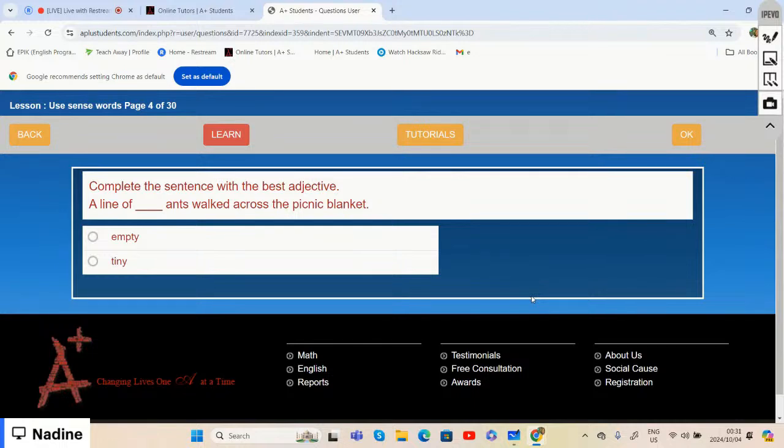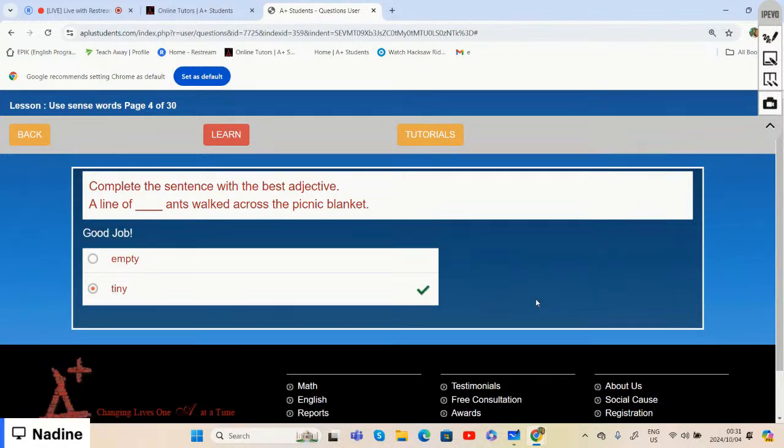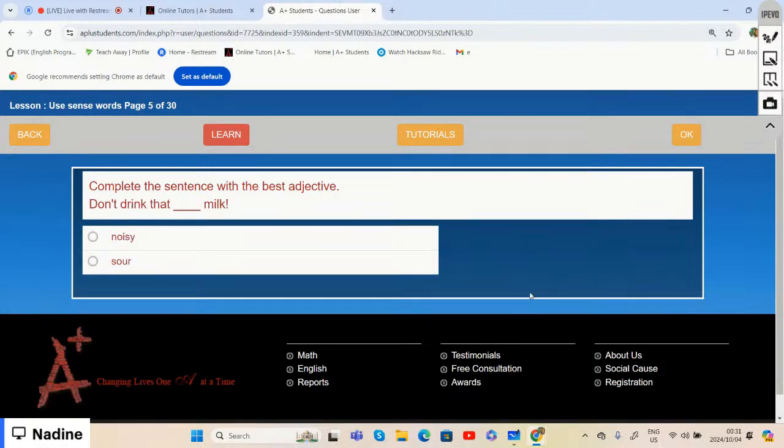And if we were to choose the correct option, we will say a line of tiny ants. Beautiful. Yes, well done. Tiny is correct. So a line of tiny ants walked across the picnic blanket. So tiny is correct. Well done.